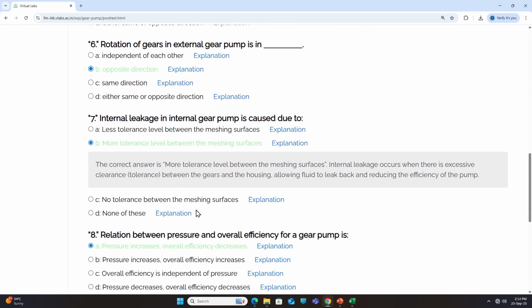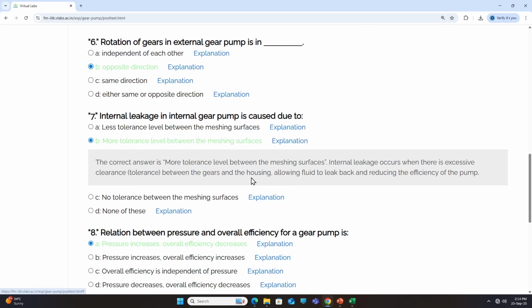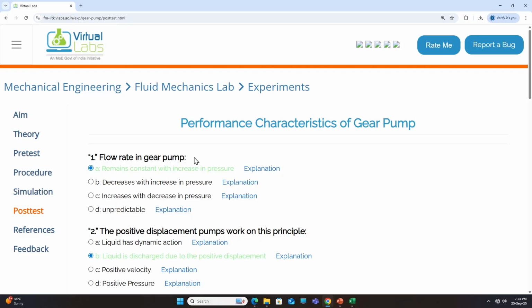Internal leakage in air compressed gas is due to the more tolerance level between meshing gears. Internal leakage occurs when there is excessive clearance or tolerance between gears and the housing, allowing fluid to leak back and reduce the efficiency of the pump. That is, if there is a gap or the clearance between casing and the rotating gear, if this is high, internal leakage could also happen. So, with this, the gear pump experiment is complete.